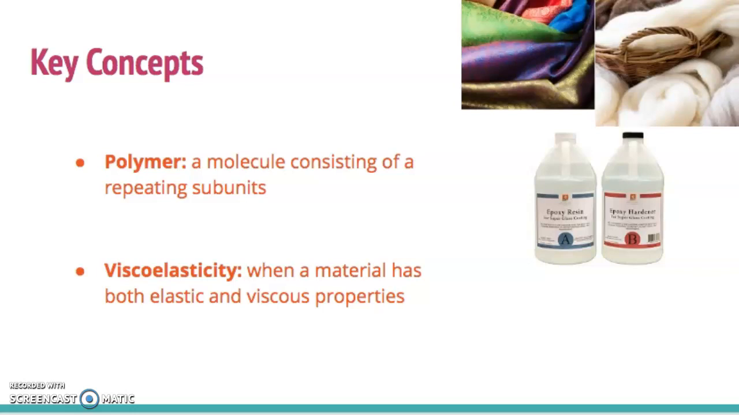So we can find polymers both naturally and synthetically they can be made. So some natural polymers are silk or wool, and then some synthetic examples are epoxy, Teflon, nylon. And one of the characteristics that a polymer has is viscoelasticity. So this is when a material has both elastic and viscous properties. So a lot of polymers are viscoelastic. And we will tie these in a little bit later on.